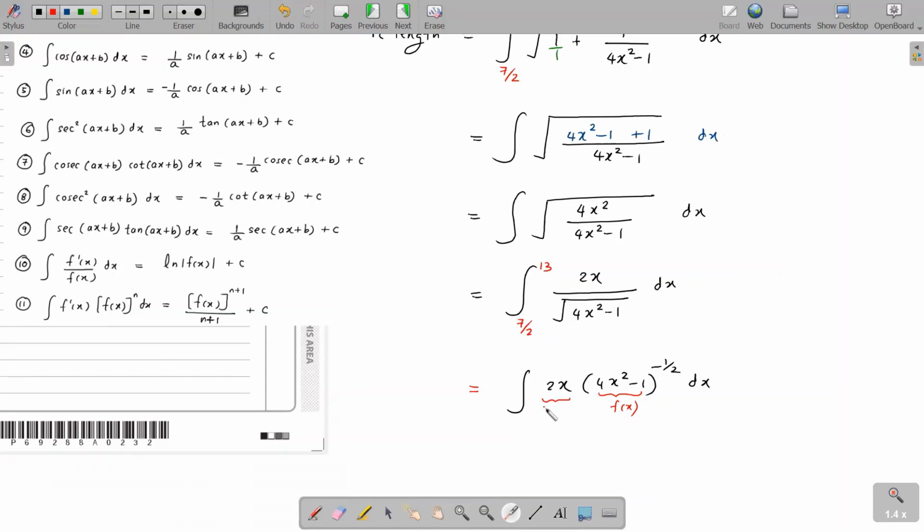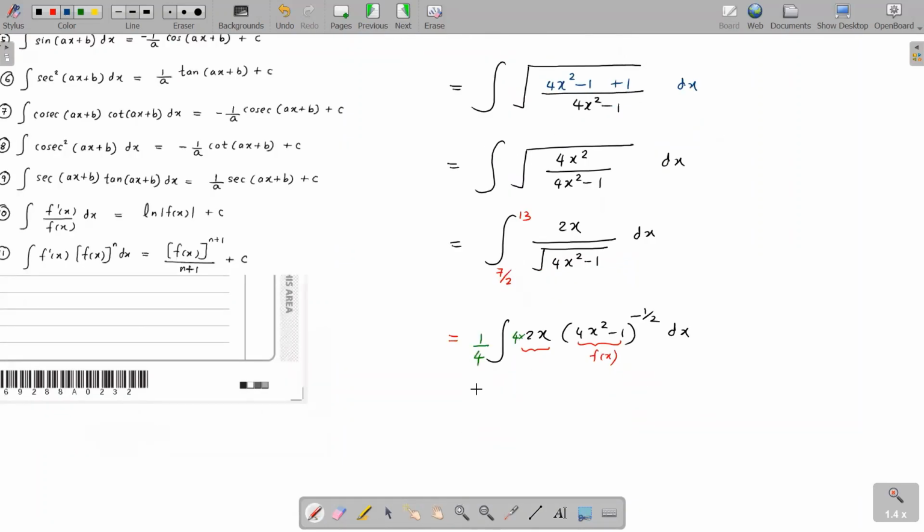So we can input constants. We can't input x actually. We can't input any x term, but we can input constants. So to make 8x, what do I need? I just need to multiply by a 4 to make it 8x. So to cancel out, we'll put a 4 outside as 1 over 4. You know, you can input constants outside the integral sign, right? So I end up getting here 1 over 4 times the integration of 8x times 4x squared minus 1 to the power minus half with respect to x. So this is the perfect f dash x now.